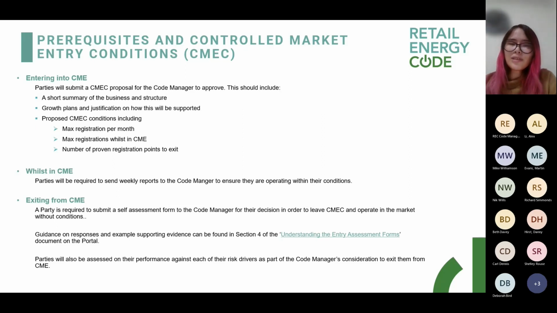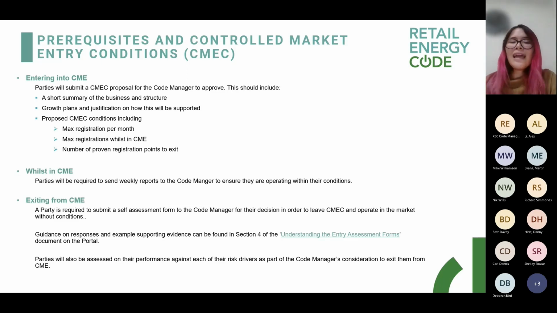And then most importantly, your proposed CMEC conditions, covering the max registrations per month, the max registrations whilst in CME, and the number of proven registered points prior to you then exiting. We will then review your proposal and just ensure that based on your structure and setup and your growth plan, that the conditions you're proposing align. Although, just to be clear, we do not expect your proposal to limit your growth. We're just trying to make sure that it aligns with expectations.